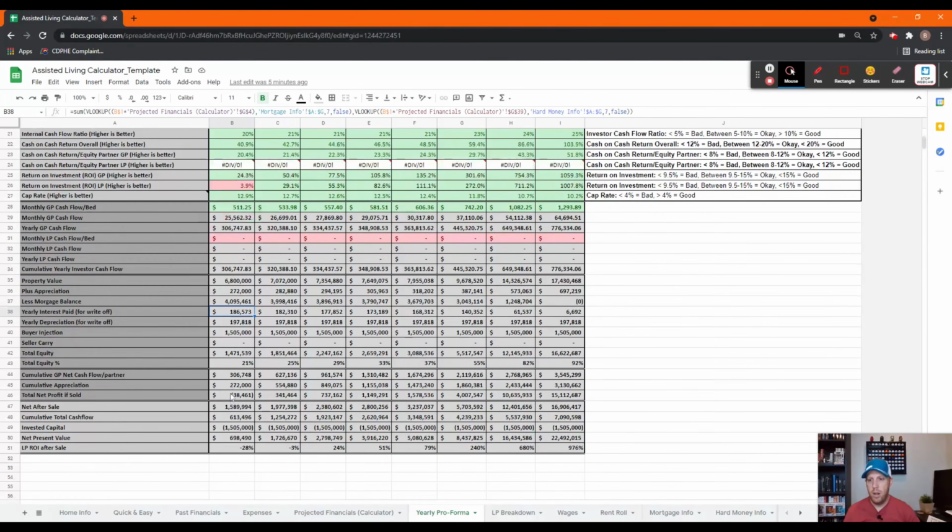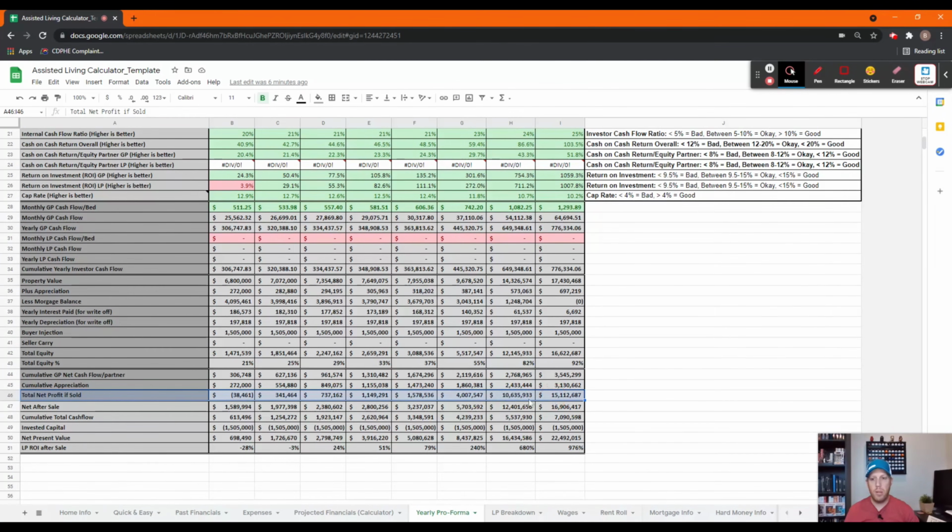Let's see down here, we're going to get into cumulative appreciation, the cumulative GP net cash flow per partner, so how much they're making on an annual basis. This is really helpful if you're having limited partners and general partners, to see what that cumulative cash flow is per partner on an annual basis. And then this is just going to show you the net profit if you sold it.